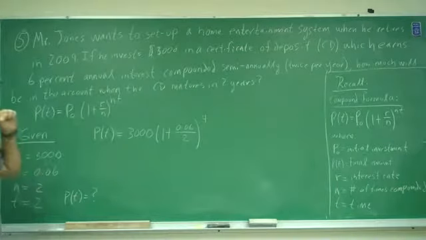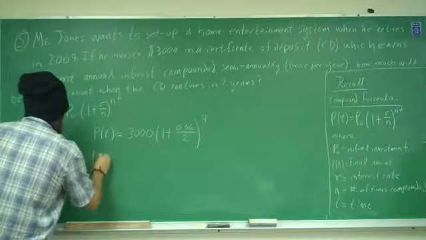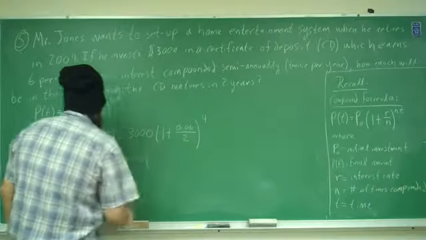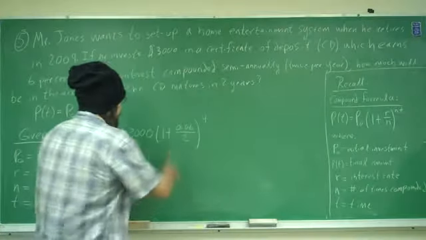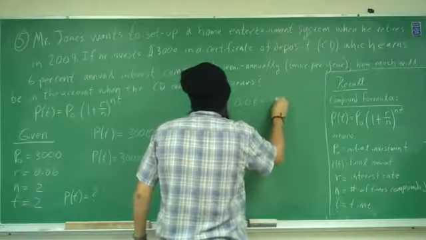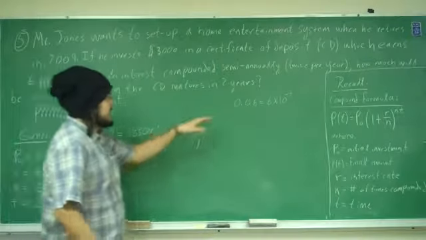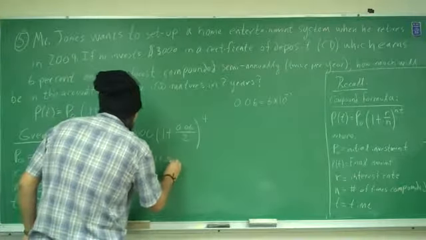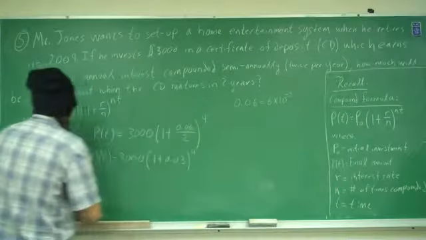Okay, so now we want to go ahead and solve this. So we have PT equal to 3,000 times, and what do we have in here? 1 plus 0.06 divided by 2. 0.06 is the same thing as saying 6 times 10 to the negative 2. So 6 divided by 2 is 3, and then we have 3 times 10 to the negative 2, so we can move that over. So we have 1 plus 0.03 raised to the 4th power.